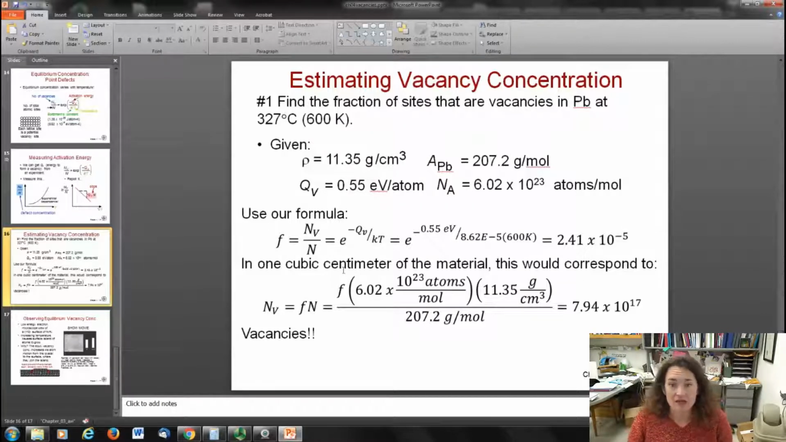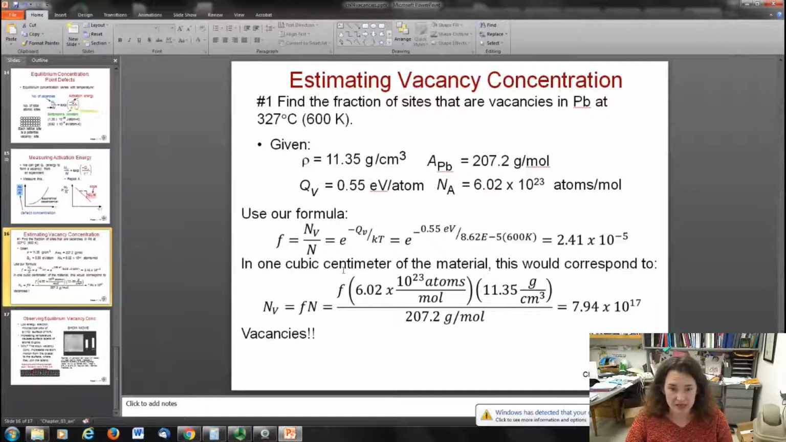All right. Now, in 1 cubic centimeter of the material, how many defects would this correspond to? Okay. So in order to get the number of defects, you multiply your fraction times the total number of atoms in the lattice. So here, the total number of atoms in the lattice would be the fraction 2.41 times 10 to the minus 5 times Avogadro's number, 6.022 times 10 to the 23rd atoms per mole, times the density, 11.35 grams per cubic centimeter, and then divided by the atomic weight, 207.2 grams per mole.